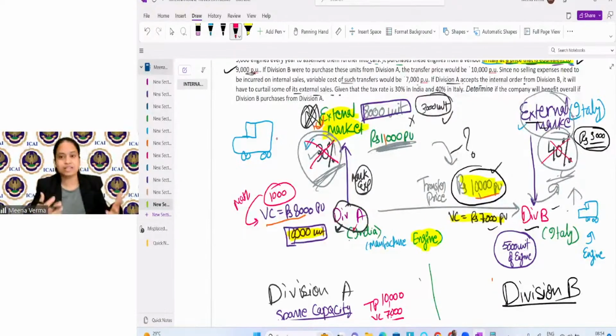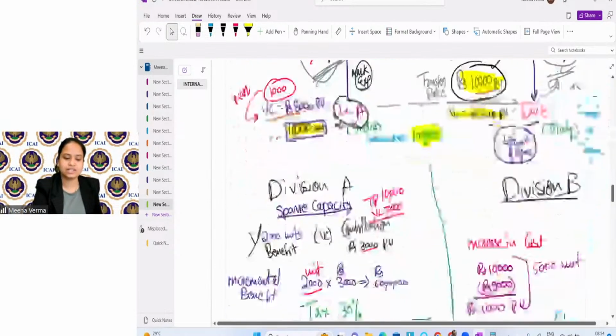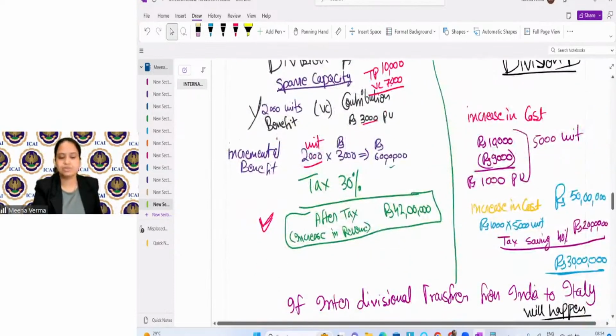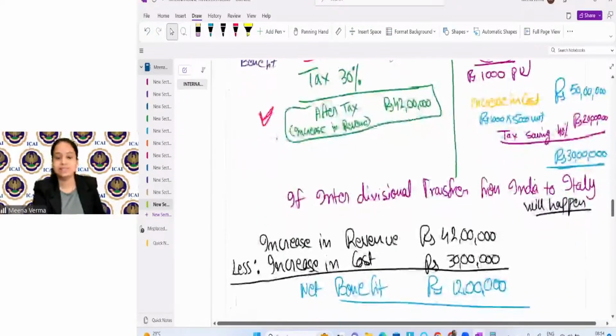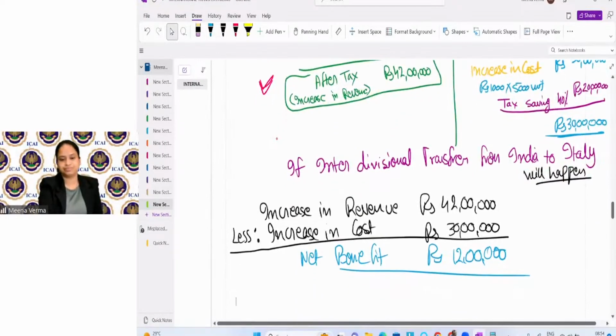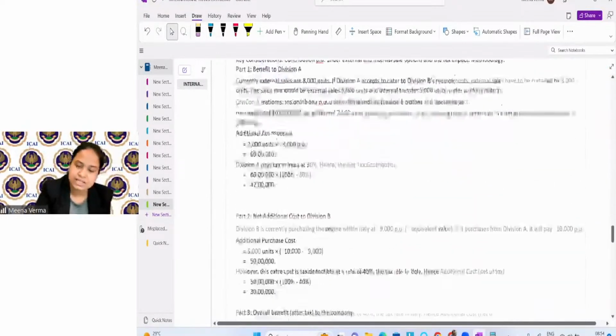So why is it coming as a good decision? Because the tax rate in both the supplying and receiving division is different. The tax rate is different. So actually the tax rate is creating an impact, because of which there is net incremental benefit here. That's it. I hope it is clear.